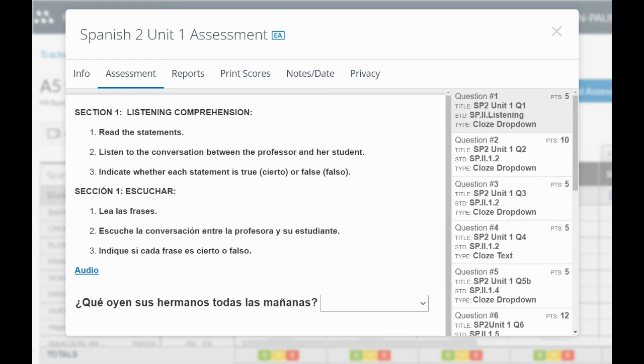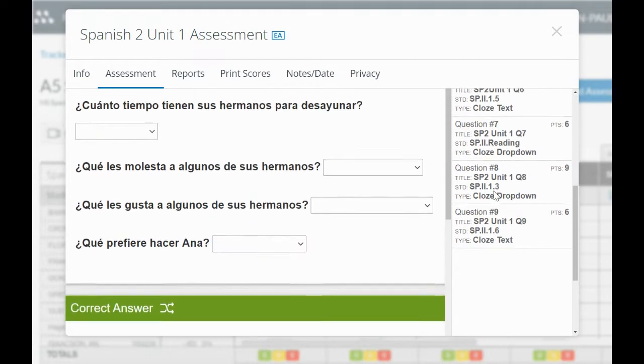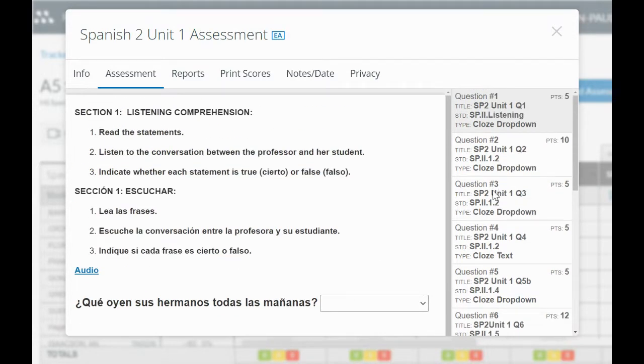Okay, so this is your Unit 1 assessment, Spanish 2 Unit 1 assessment. I'm going to go through all of the questions and give you guys time to answer, ask questions, and I'll give you guys answers. It's on Mastery Connect. There are apparently 9 questions with multiple parts.